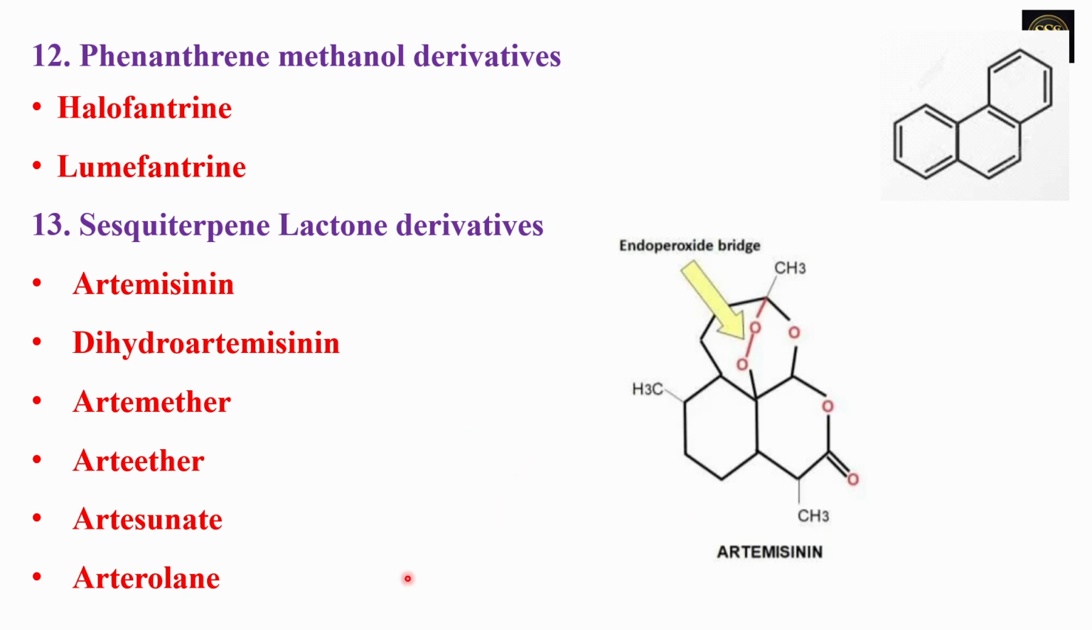So the main drugs you can see here include sesquiterpene lactone derivatives, then phenanthrene methanol derivatives, then aminoquinolines, aminoacridines, sulfone derivatives, and sulfonamide derivatives. Fine. So there are 13 classes of drugs under antimalarial agents based on the structural aspect, right? So I hope it is clear. Thank you.